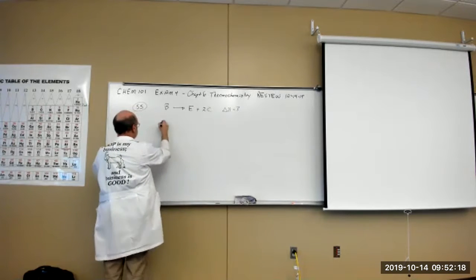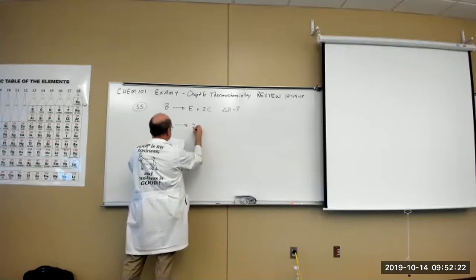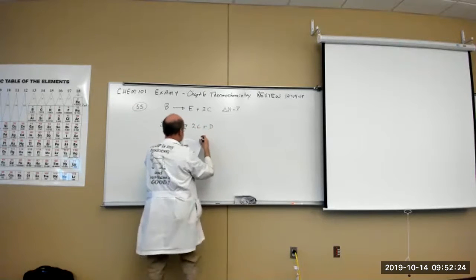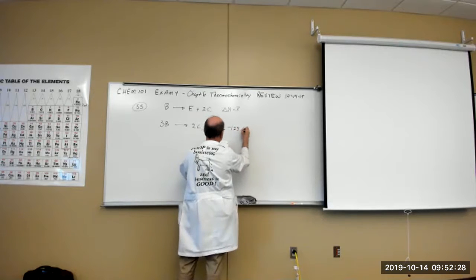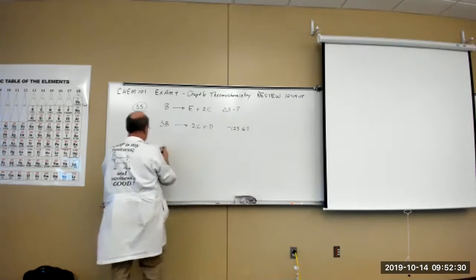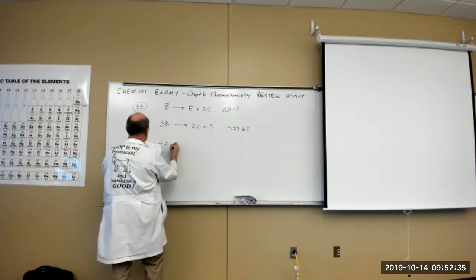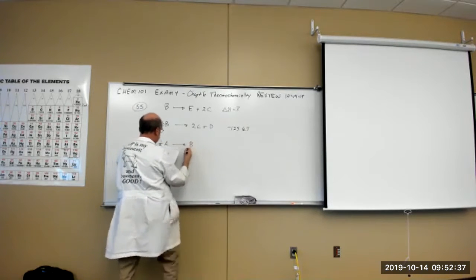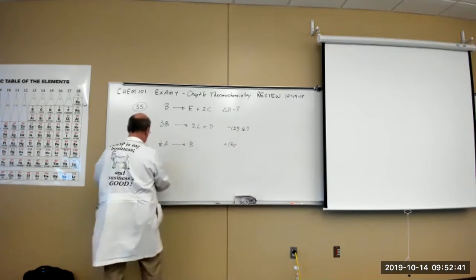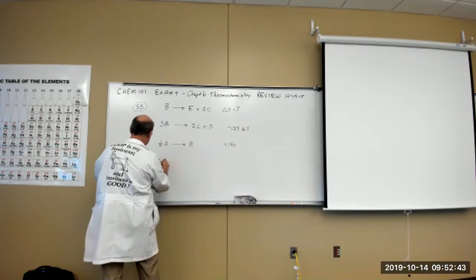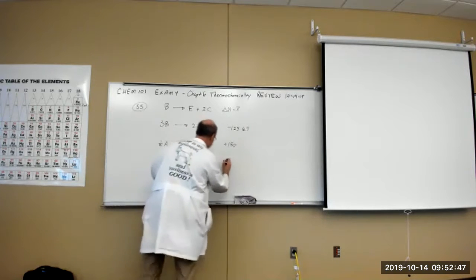We're given this one: 3B yields 2C plus D, and its value is minus 125 kilojoules. And then we're given a half A yields B, and it's a positive 150. And then we're given E plus A yields E, 350.